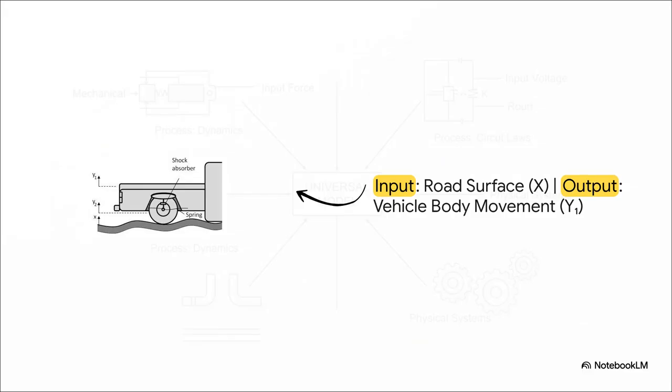Okay, let's use our new mindset here. First, the input. What's going into the system? Well, it's the bumpy road itself, right? We'll call that X. The output is what we care about, the movement of the truck's body, which we'll call Y1. And that process in between? That's the suspension system doing its job: the mass of the truck, the spring storing energy, and the shock absorber or damper getting rid of it.